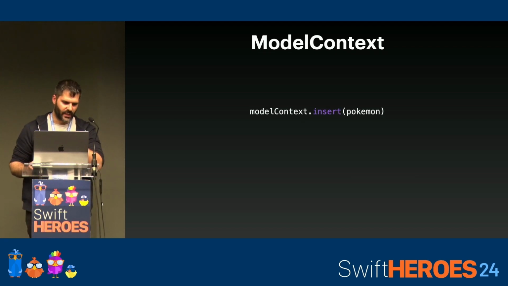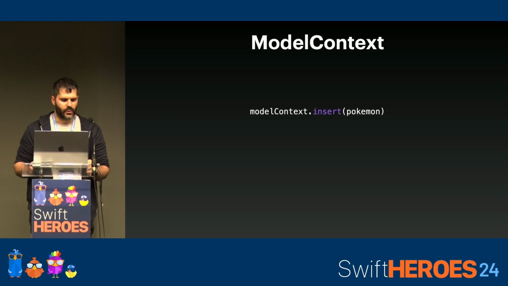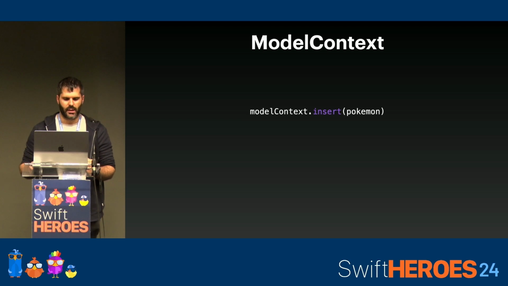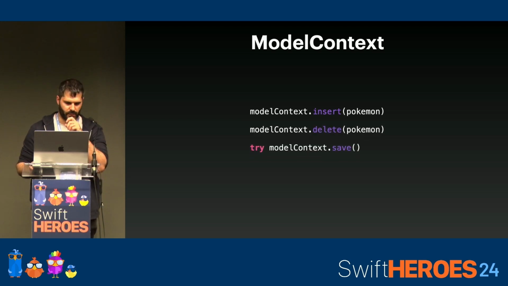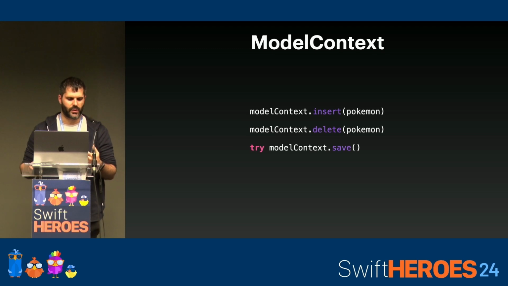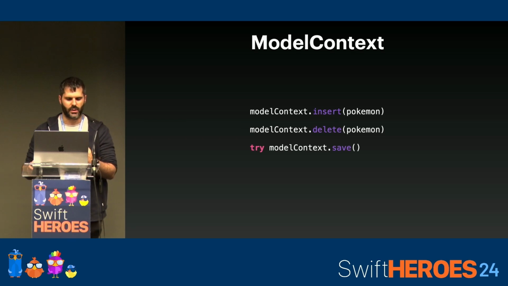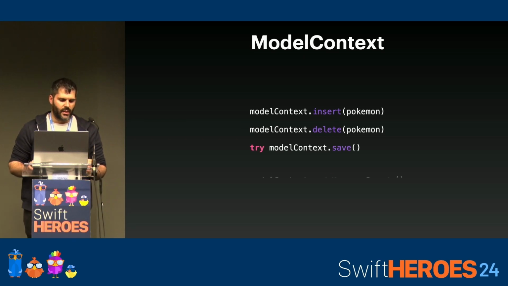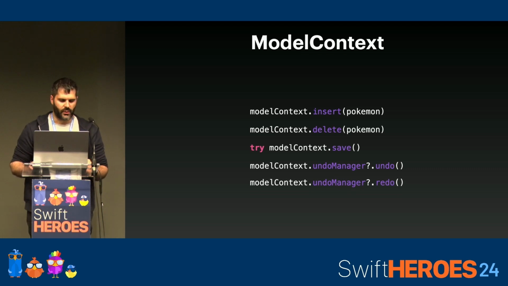Okay. Now, with model context, we can do several operations. For example, we can insert our Pokemon in our database. We can delete a Pokemon. If we want to save our changes in a specific part of our application, we can call the method save. And we can also undo or redo the changes on our models.